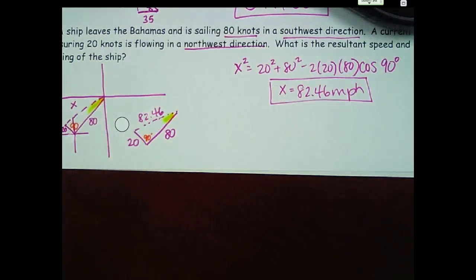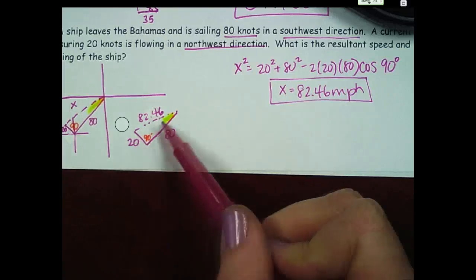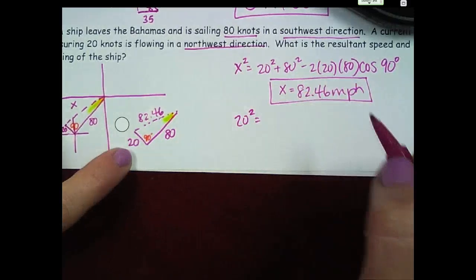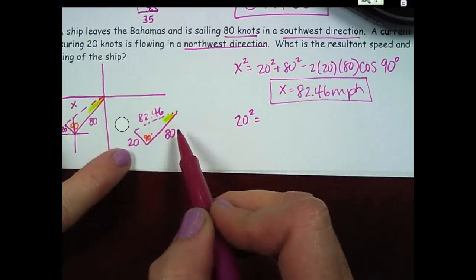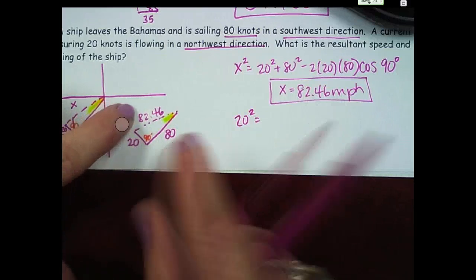Okay, remember when we use law of cosines, we always start with the side. So the angle matches which side? The 20. And then you're gonna put the other two legs in, the two that touch the angle. So it'd be the one you already had, the 80, and the one you just found.